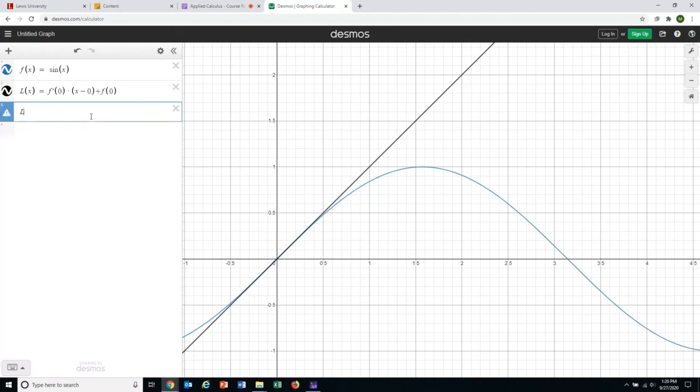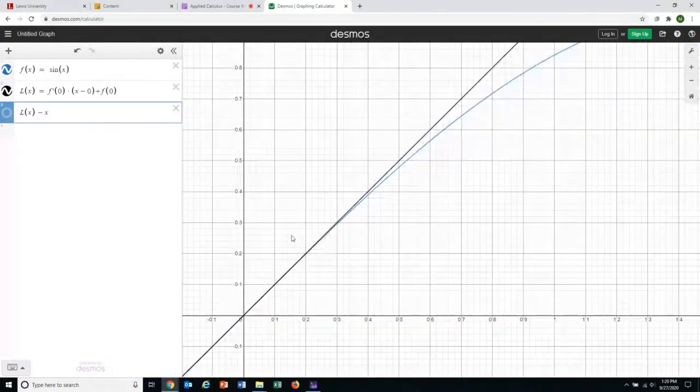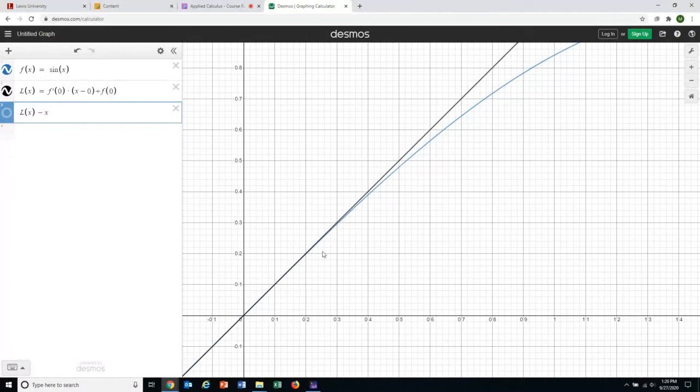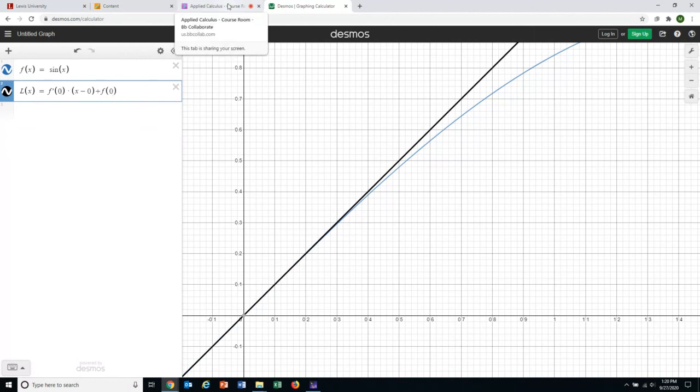If you take L of x minus x, notice you get this green line here that is just 0 all the way through, so we don't need to see that. But we can very easily verify here, as we get values very close to 0, sine of x and our linearization almost appear to be exactly the same. Just something else neat we can do. Really, we just need the function and then to know what a is and how to set up our linearization equation.